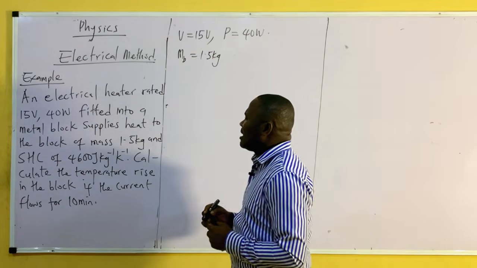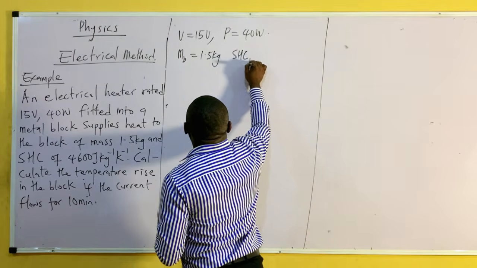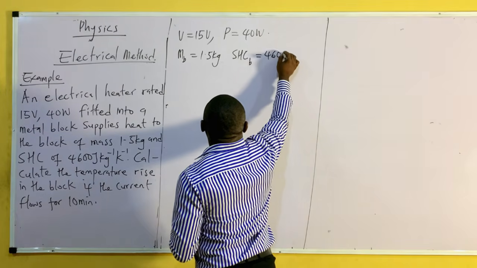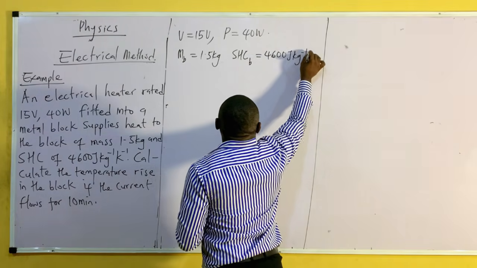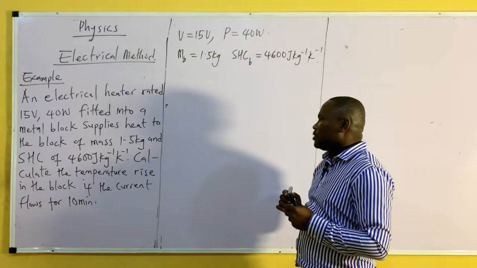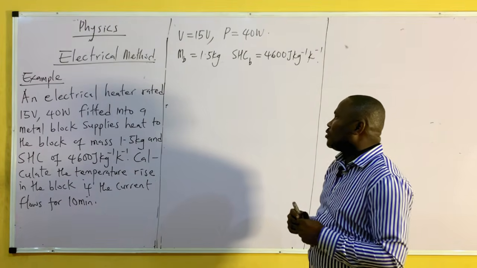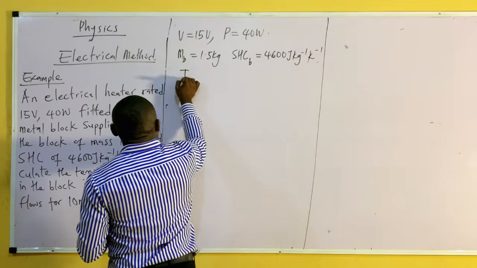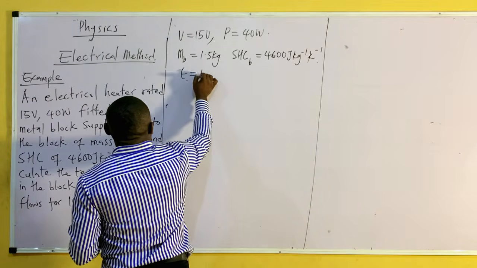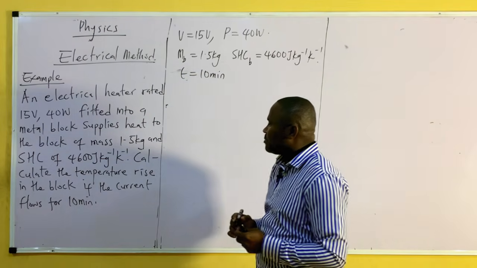And specific heat capacity of the block is equal to 4600 joules per kilogram per Kelvin. Now calculate the temperature rise in the block if the current flows for 10 minutes. So time is equal to 10 minutes.